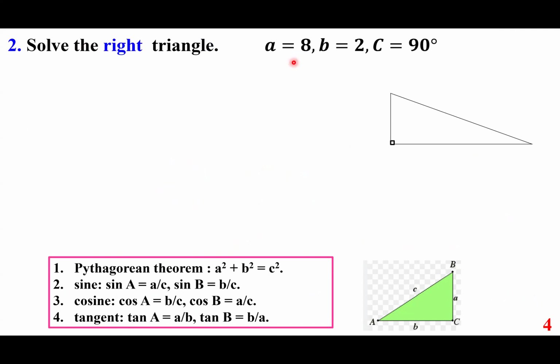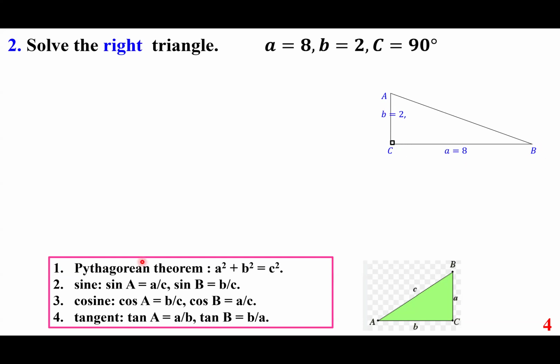Solve the right triangle where a is 8, b is 2, and capital C is 90 degrees. In other words, this is capital C, which is 90 degrees. We use lowercase to represent a side, uppercase to represent an angle. So this is A. Opposite that is lowercase a, which is 8. This is capital B. The opposite side is lowercase b. And so a is 8, b is 2, and capital C is 90 degrees.